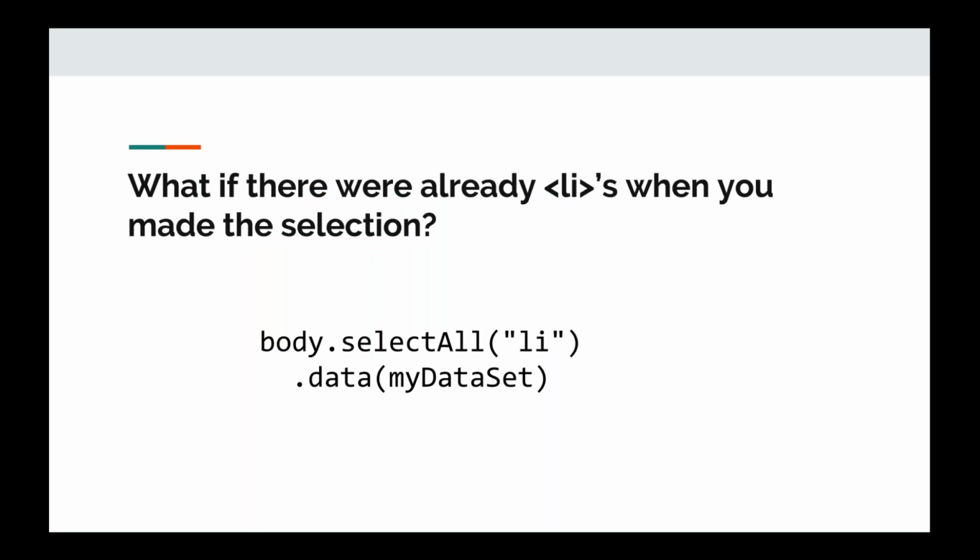What happens when you do have elements? What happens when you don't have elements? So this is your selection call, right? So you say body.selectAll list items, and it looks for all the list items in the body when you do that. Then you say bind it to this data set.